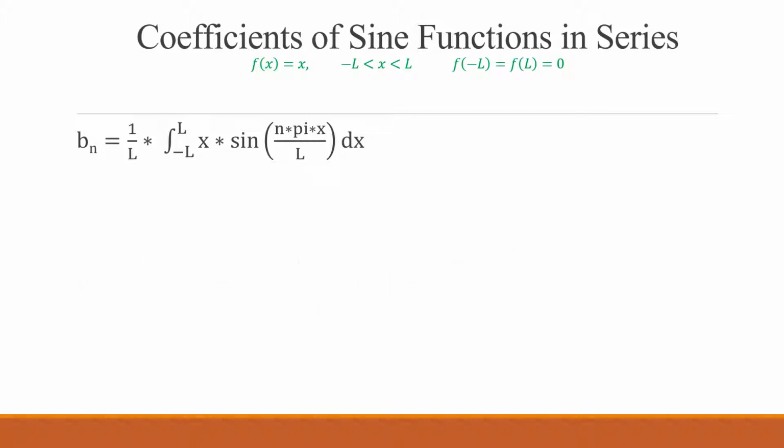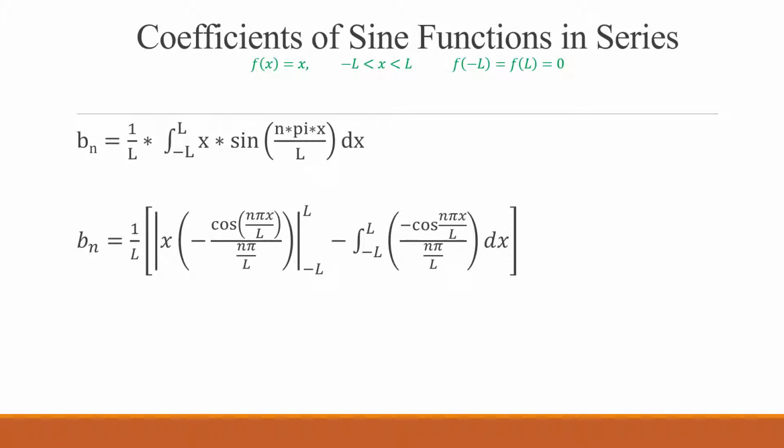When we apply the integration by parts technique and solve this integral, we get this relation. It says Bn is equal to 1 over L times x times minus cosine of n pi x over L divided by n pi over L with limits minus L to L, minus integral of negative cosine of n pi x over L divided by n pi over L with limits negative L to L. These two terms in the brackets are basically two parts of the integration by parts formula. In the second part, when we have the integral, we are left with only one term. Theoretically, we were supposed to have two terms, but the second term is the derivative of x with respect to x, and it becomes 1, and therefore we didn't write that one.